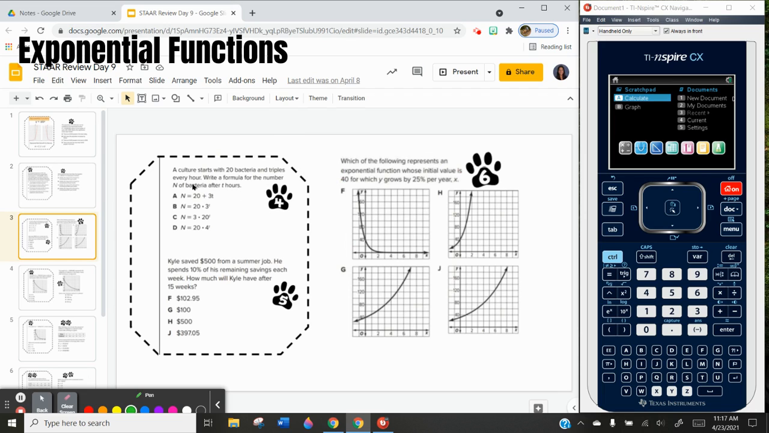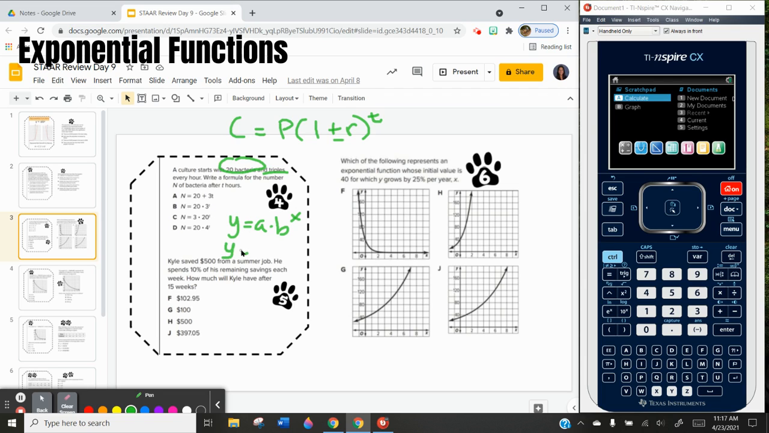Problem number 4. A culture starts with 20 bacteria and then it triples every hour. So write an equation for the number of bacteria after T hours. So this goes to our first equation, which is A times B to the X. The reason why I'm not using the one that says C equals the P start value plus 1 raised to the time, the one with the parentheses 1 plus or minus the rate, is because I don't have a rate. I don't have a percentage. I don't know if it's 10%, 20%. There is no percent here.